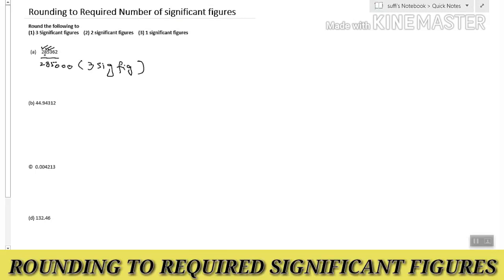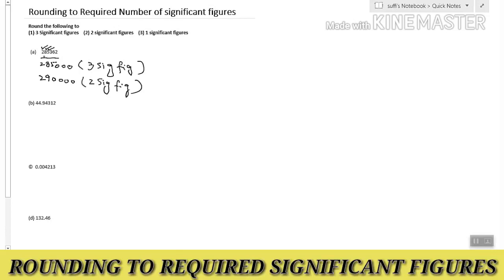Okay, to round off to 2 significant figures, the first significant figure is 2, the second is 8. It means we have to remove the remaining digits, and the next digit after 8 is 5. So we will add 1 to 8, so it will become 9, and then we change all the others into zeros, because this is a whole number, and in a whole number the final zeros are not counted as significant figures. So it has been rounded off to 2 significant figures.